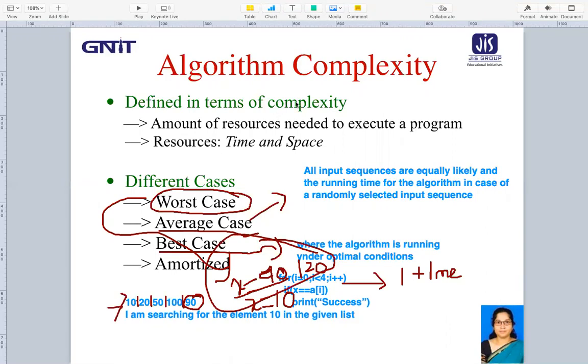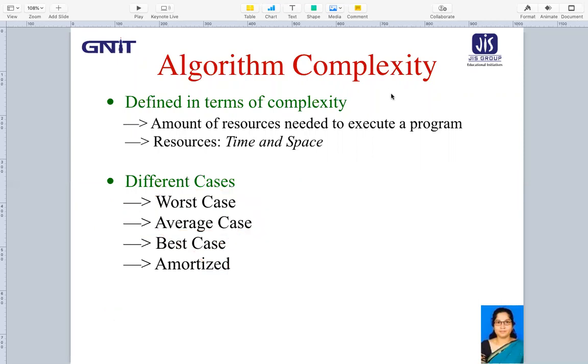Now, if we come to the amortized running time, the definition tells that it is a sequence of operations averaged over all the operations performed.